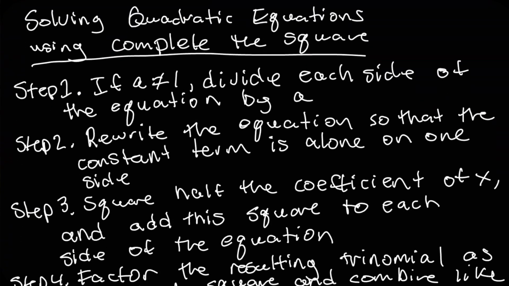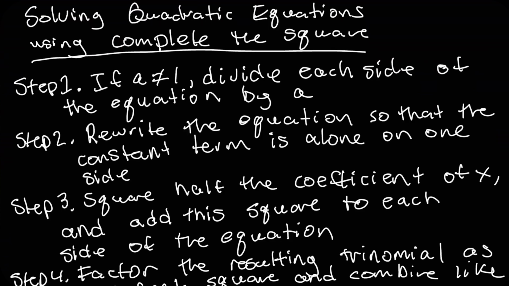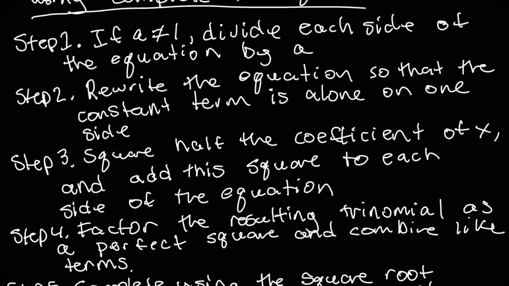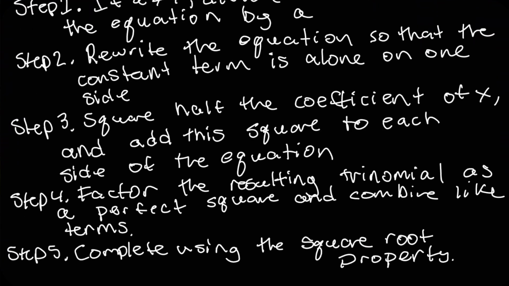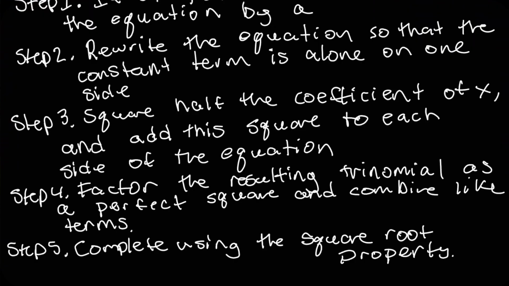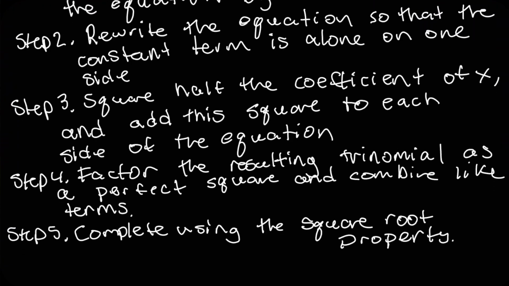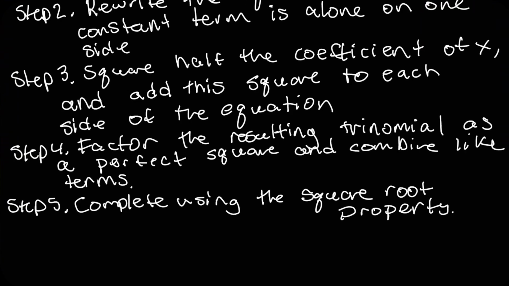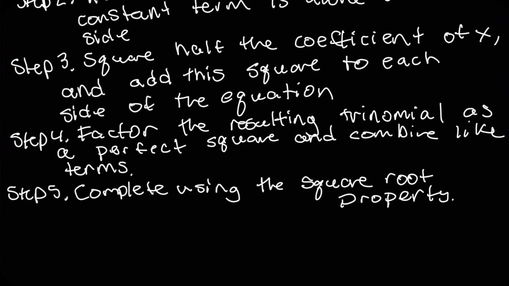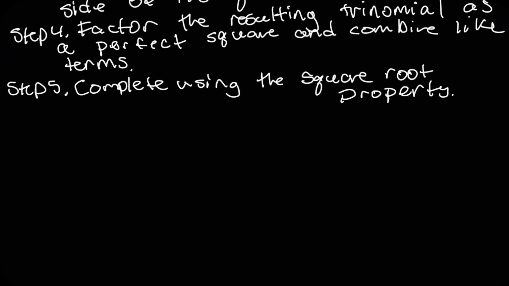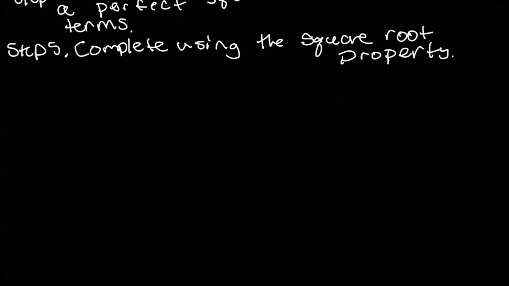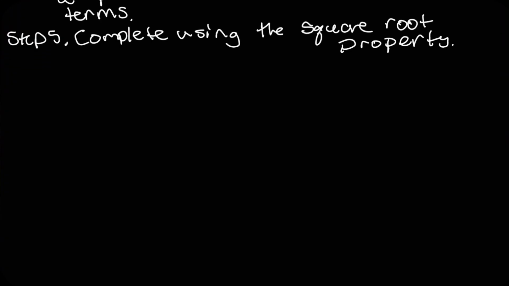So now we want to go ahead and look at solving quadratic equations using complete the square, and there are a few steps that we can use that will be pretty helpful. Step 1, if a is not equal to 1, we can go ahead and divide each side of the equation by a. Step 2, rewrite our equation so that the constant term is alone on one side. Step 3, square half the coefficient of x and then add this square to each side of the equation. Step 4, factor the resulting trinomial as a perfect square and combine the like terms. And then finally, we'll use that square root property for our final solution.